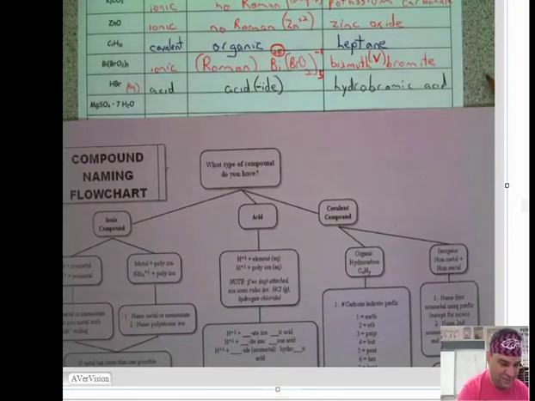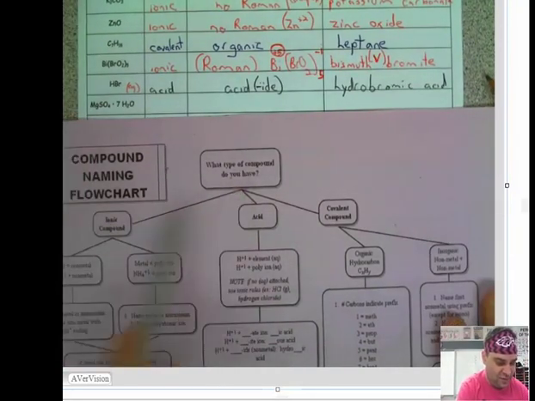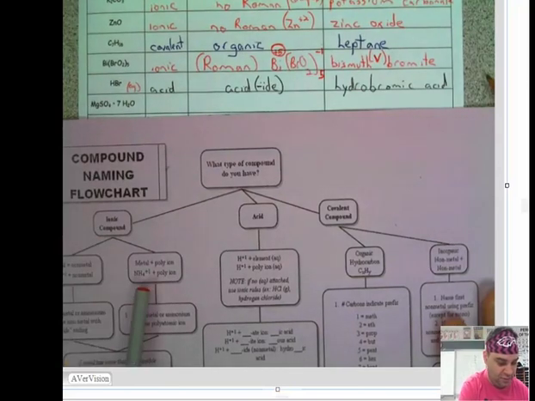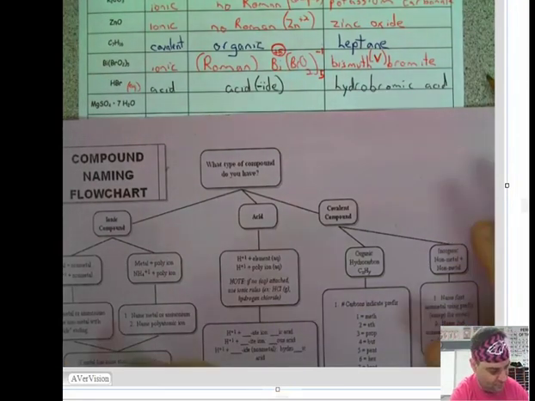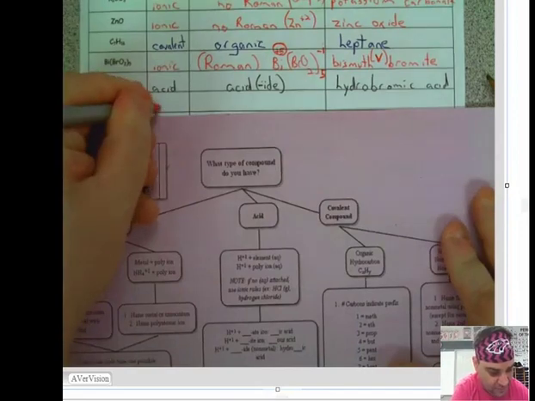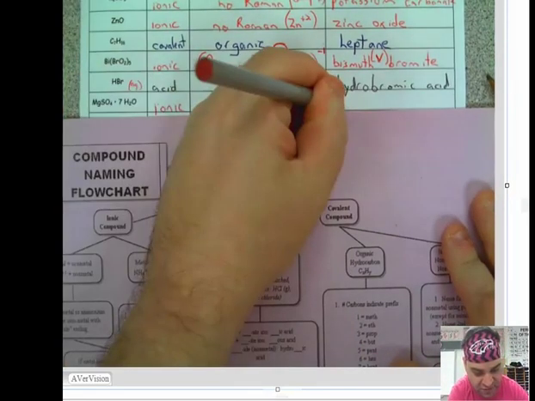Then we get to the next one. MgSO4·7H2O. Mg is a metal, so we're in the ionic part. We're over here, metal and polyatomic ion. Name the metal. So this is ionic. The metal is magnesium.